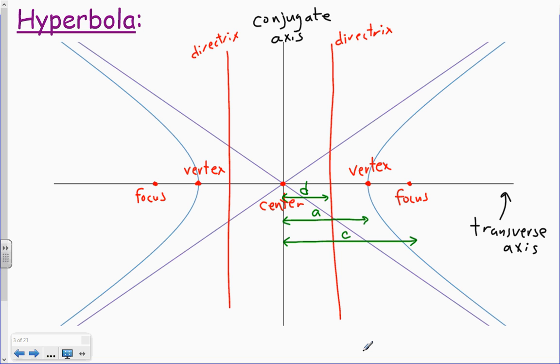So the way to mark B, or there's actually a couple ways you can mark B. I'm going to mark it this way. If you start at the vertex and you go vertically to the asymptote there, that distance there is B. Or if you want to mark it along the conjugate axis like we did with the ellipse, then you'll have to draw a horizontal line over here. This distance right here would be that distance B.